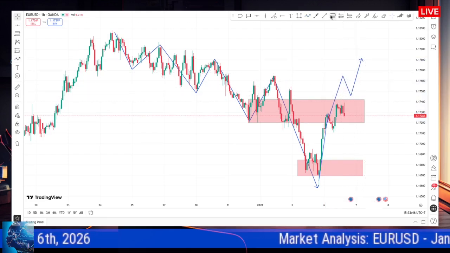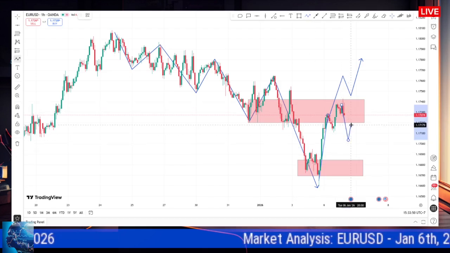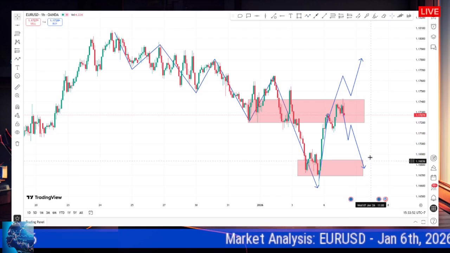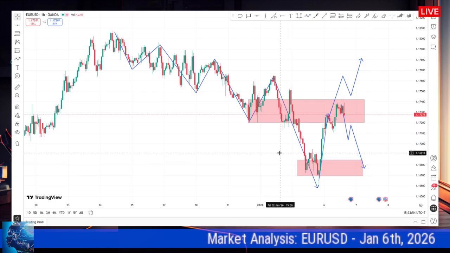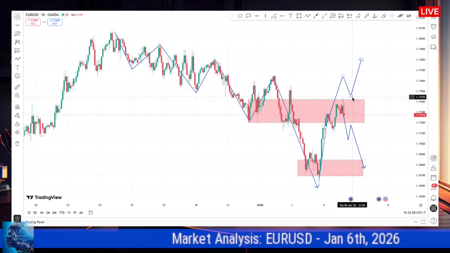So the key takeaway here is alignment. Daily gives us context, 1 hour gives us timing. We trade direction, not guesses. And we let the price confirm the story.